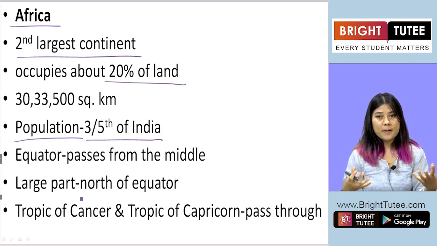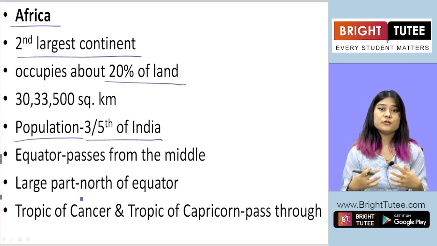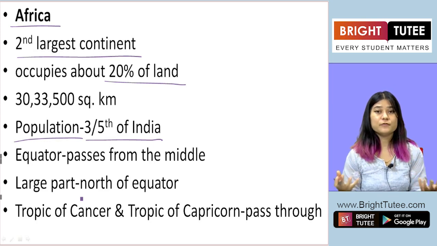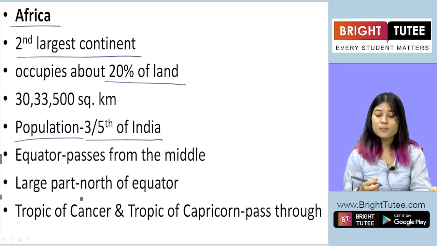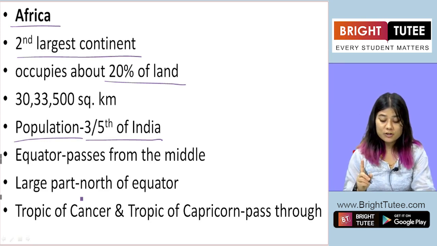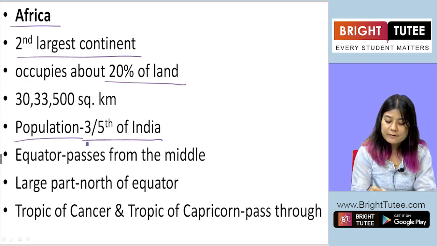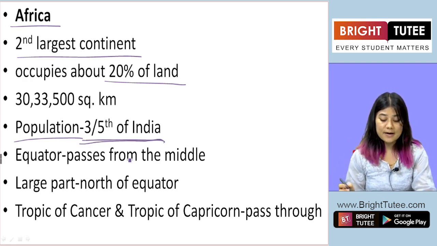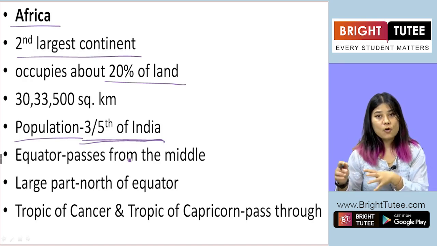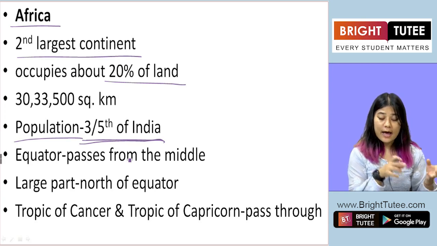So if you think about it, if the area is very large, then that area will also have a lot of people. It'll be well populated, but the population is not that much. Okay, the total population of Africa is only 3/5 of that in India. So 3/5 of what is in India is found in Africa.